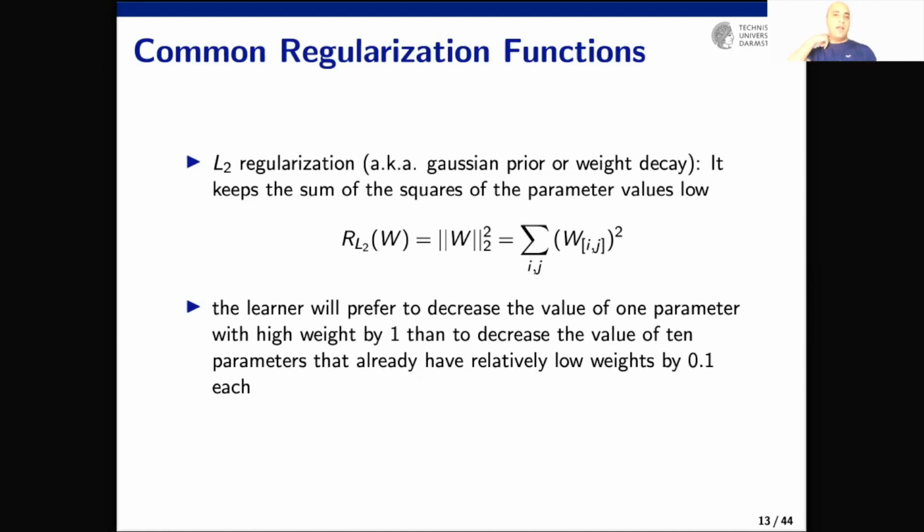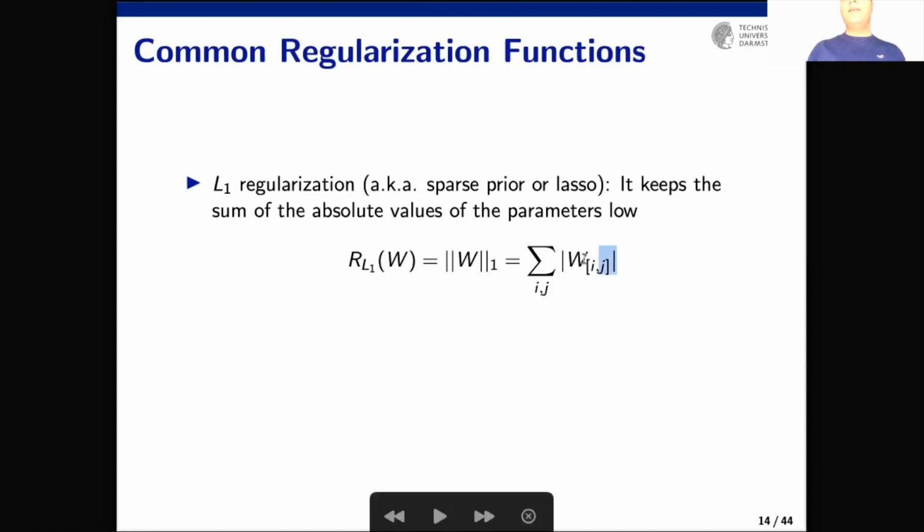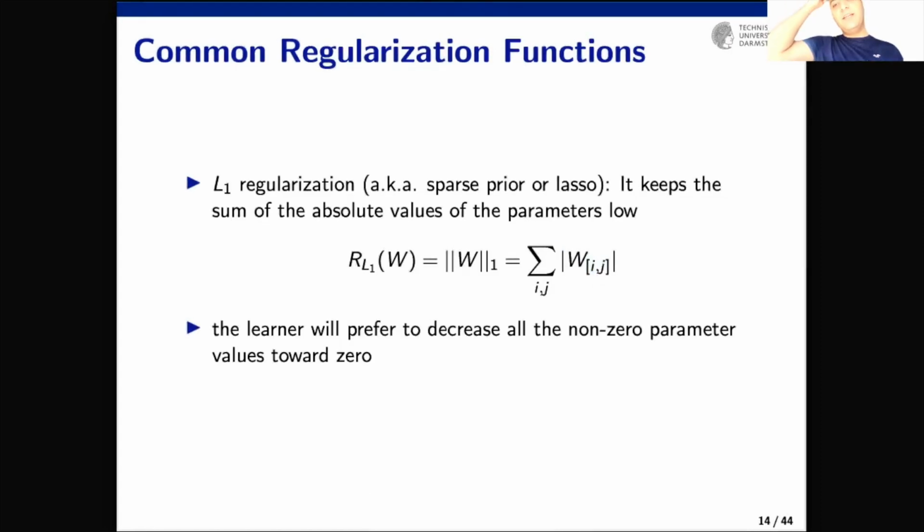So meaning that if you have one parameter with weight, one parameter with value 1, you prefer to decrease this value a lot instead of decreasing the value of 10 parameters that already have low weights. With the L1 regularization technique, it keeps the sum of the absolute values of parameters low. So instead of having this square here, we have the absolute value. The learner will prefer to decrease all the non-zero parameter values towards 0.